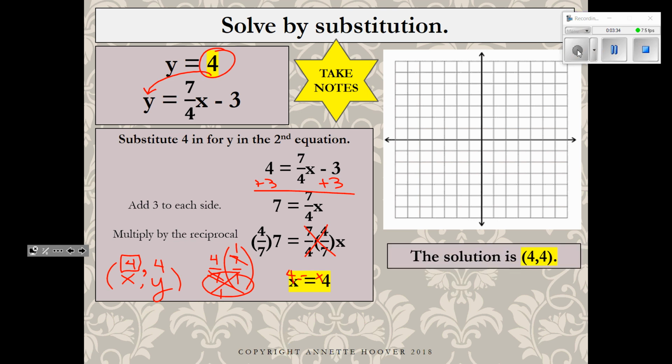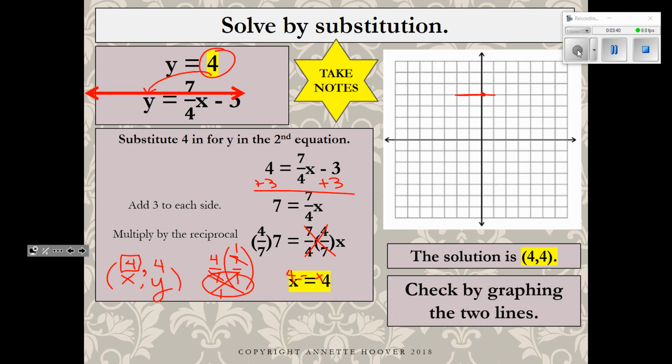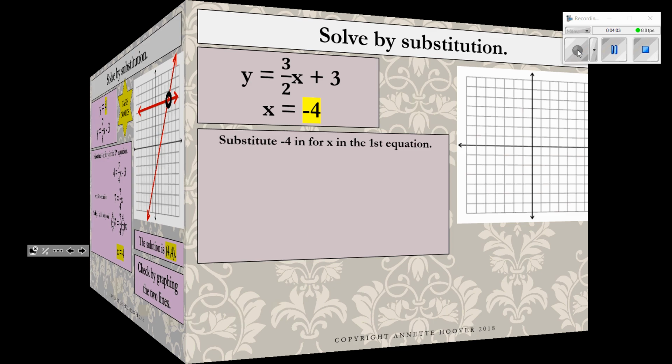y equal to 4, we go to 4 on the y-axis, and this time we're going to make a horizontal line opposite of the axis. Start with the y-intercept of -3. 1, 2, 3. You're going to go up 7 to the right 4, and when you do that, you will see that it indeed crosses right here. So we solved by substitution, and then we graphed both lines to check to see if it was going to cross at the ordered pair that we found.